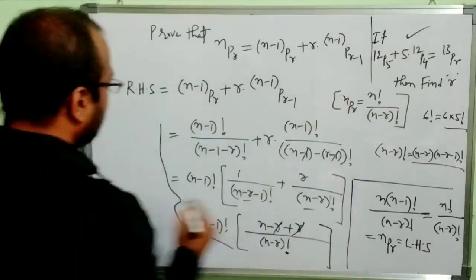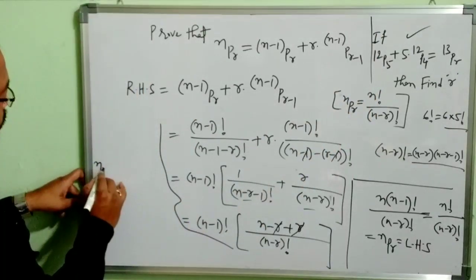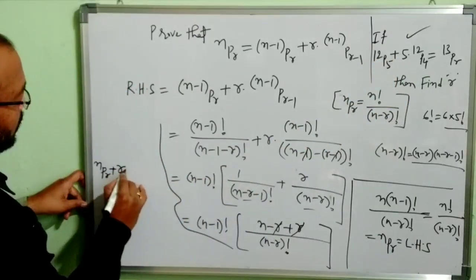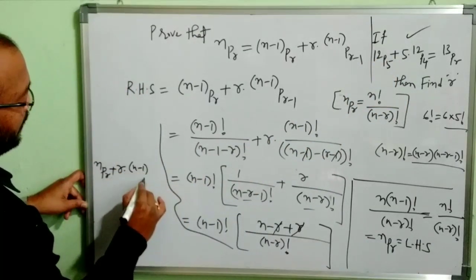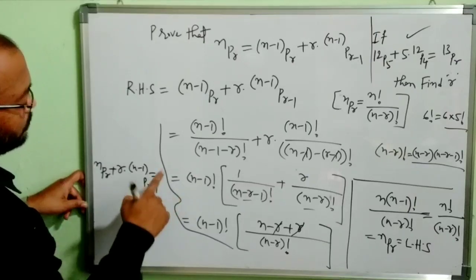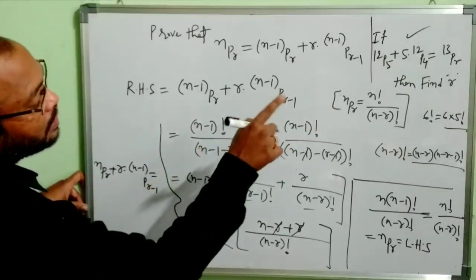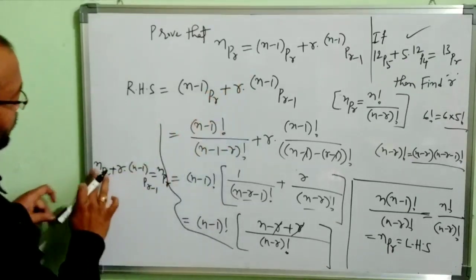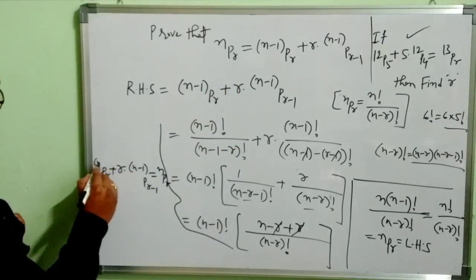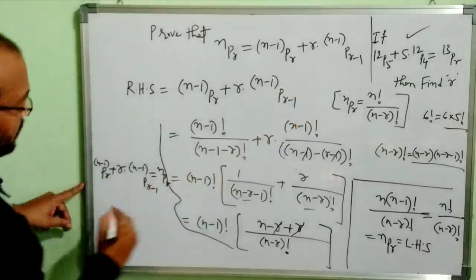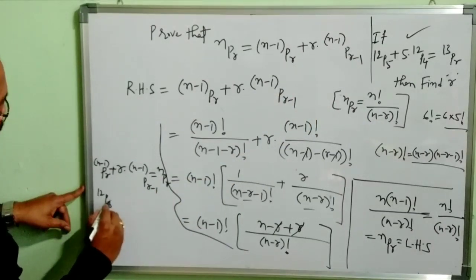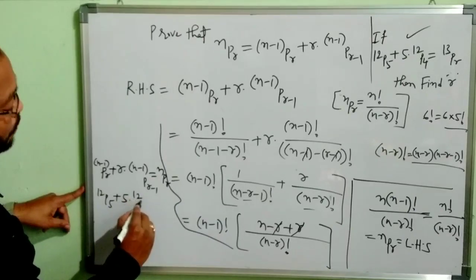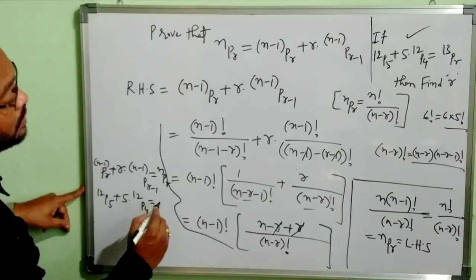12P5 is nothing but NPR plus R into N minus 1 PR minus 1. What is given? According to the formula, NPR, right, to get here. This is N minus 1 PR. So compare that: 12P5 plus R means 5 into 12P4 is equal to 13PR.